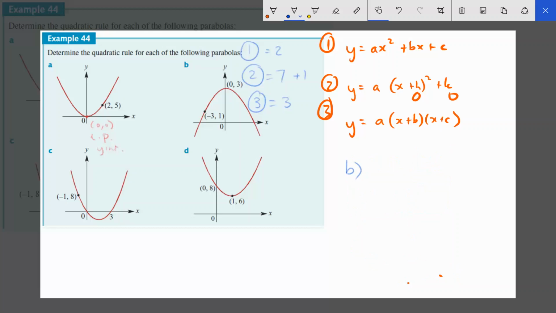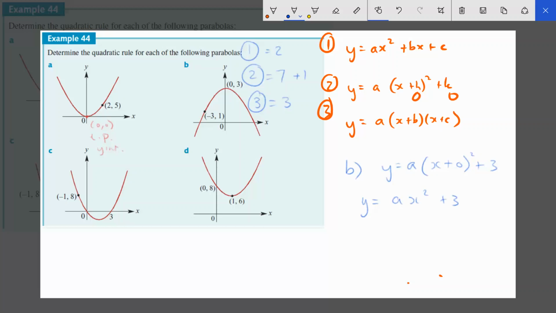B, if I know the turning point is at 0, 3, I can now say it's x plus 0, and it goes up by 3, so that's 3. That's not moving left or right, it goes up by 3, and suddenly I've changed my problem to ax squared plus 3. I only got one unknown. If you have one unknown, you're given that second coordinate to solve.